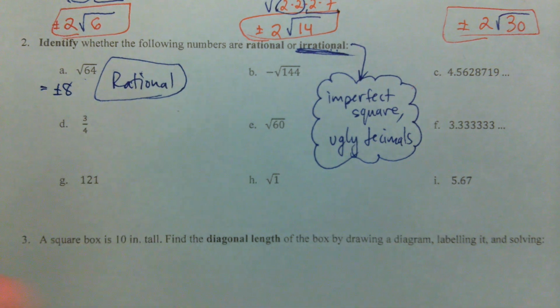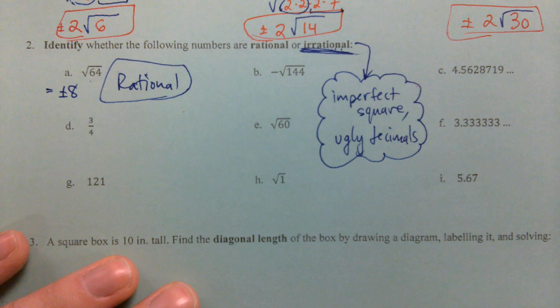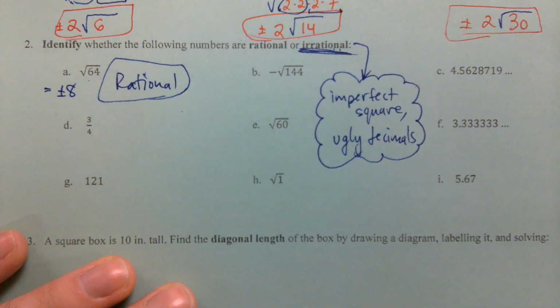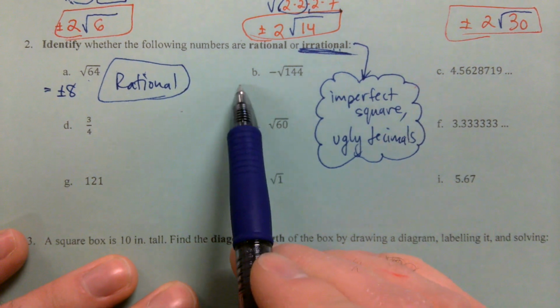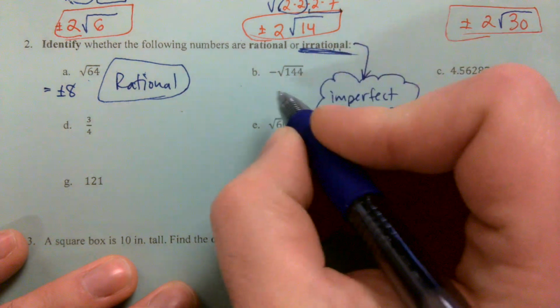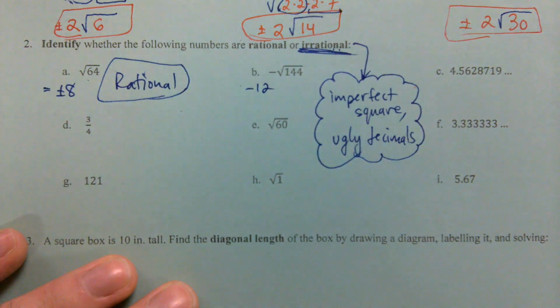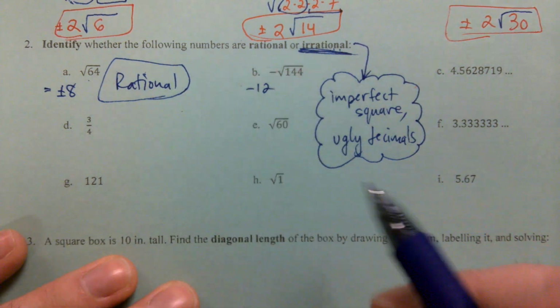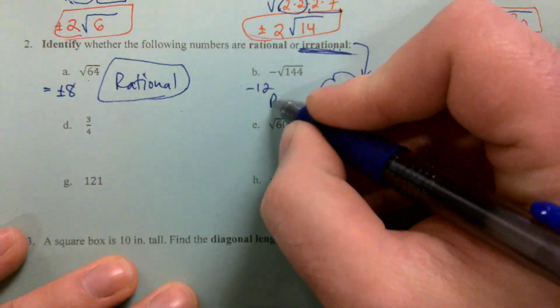8's just a number. It's a whole number. It's an integer. It's a natural number. It's a rational number. It's a real number. It's all of the above. If I go to B, what's the square root of 144? 12. So my answer here is negative 12. Is that an ugly decimal number? No. So it's rational.